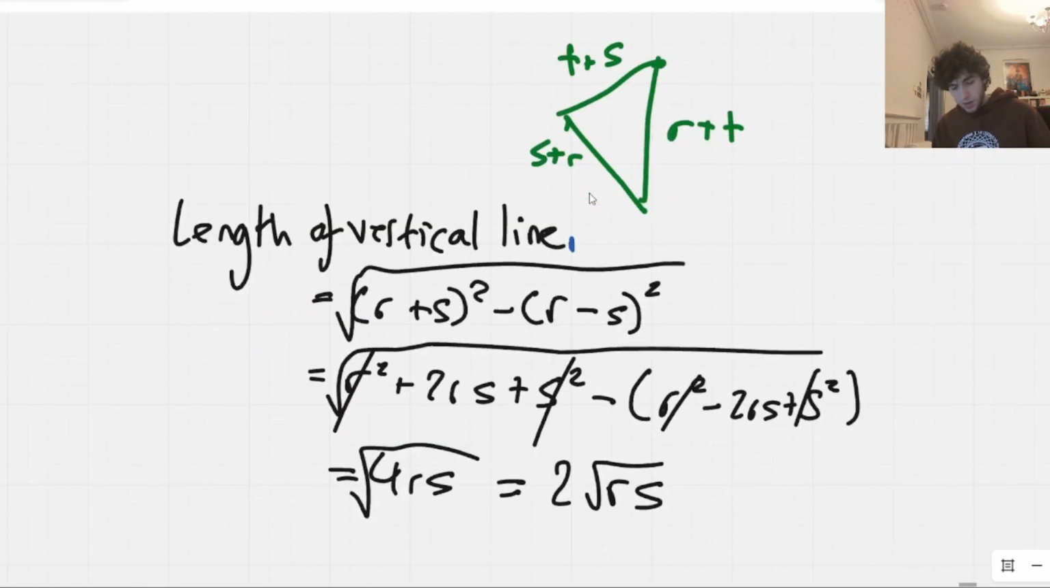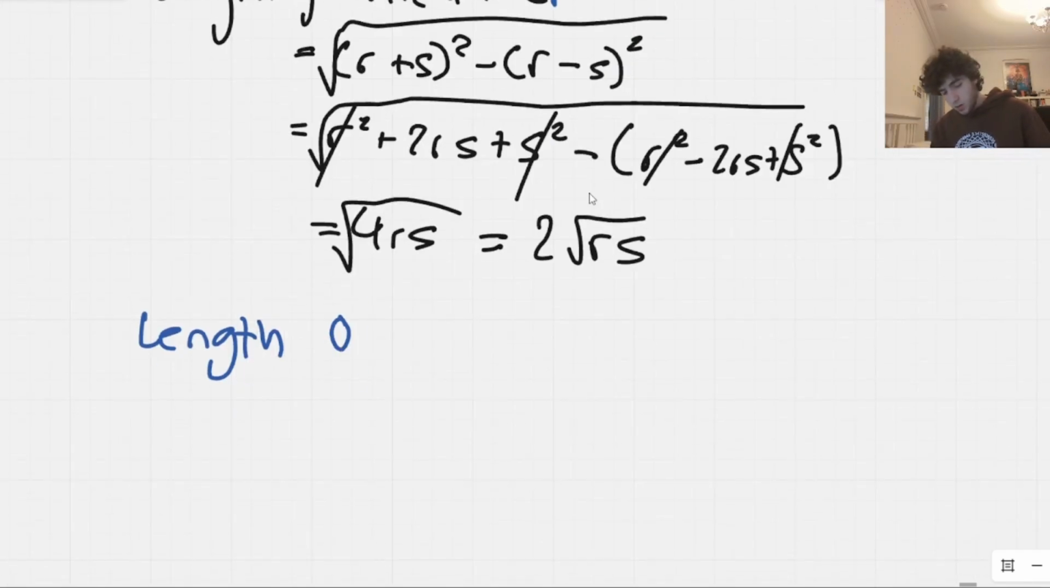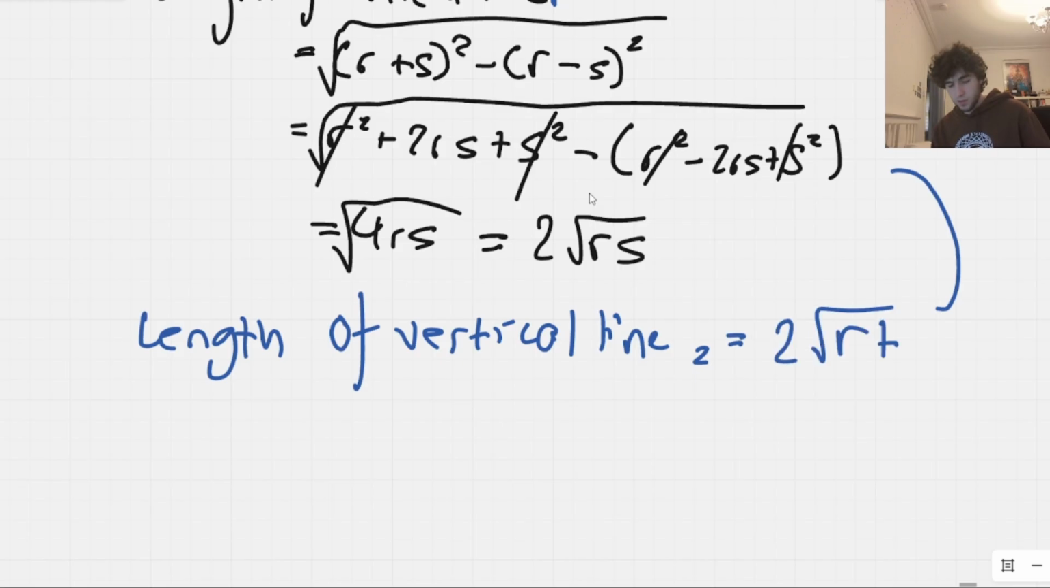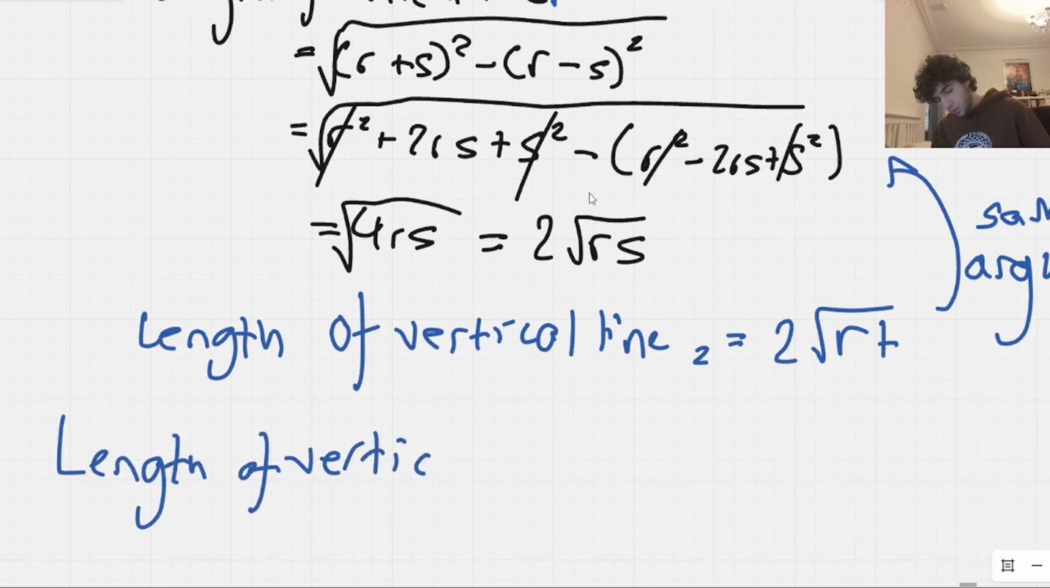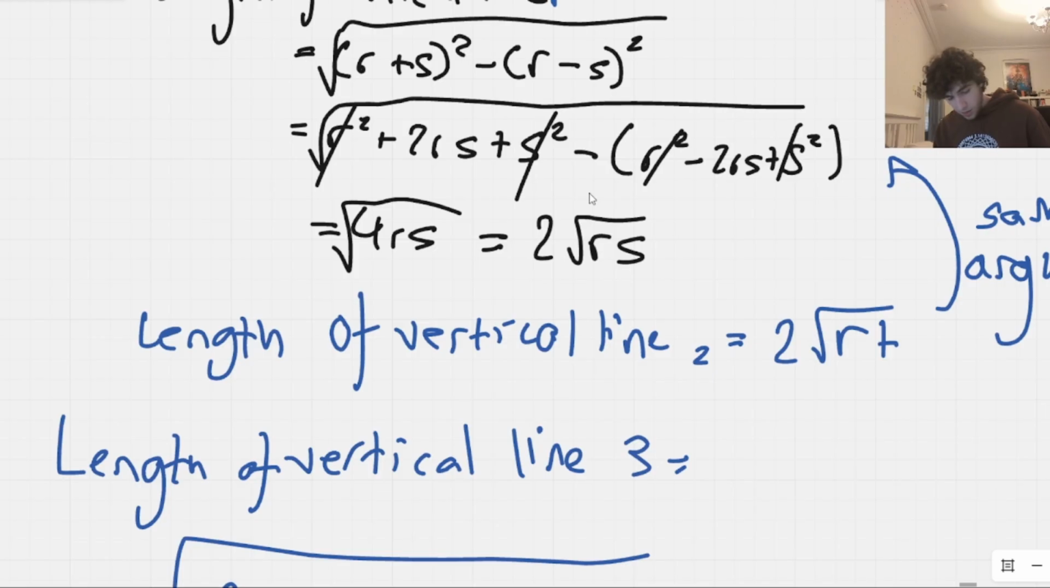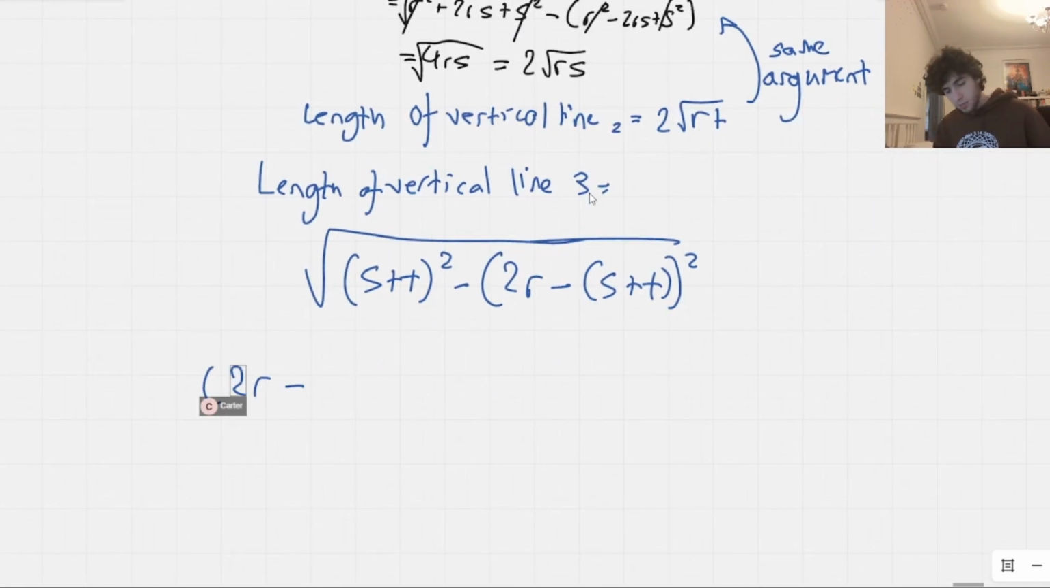And then we have, obviously from before, that the length of vertical line 2 is equal to 2 square root rt. So that's just the same argument as above. Right, and then the next bit that we need to calculate now is the other bit, the length of vertical line 3. It is equal to, via Pythagoras, the square root of s plus t all squared minus 2r minus, in brackets, s plus t all squared. So just looking at it separately, we can do some algebra to figure out that 2r minus, in brackets, s plus t all squared. And I kept messing this up, by the way. I messed this up so many times. So let me just make sure that I do this correctly.